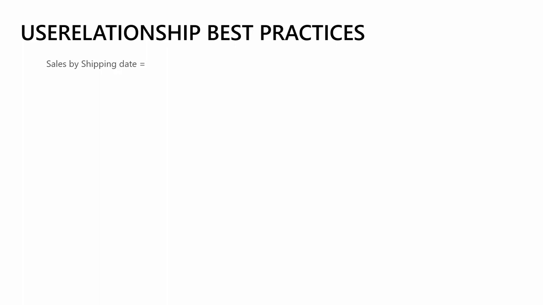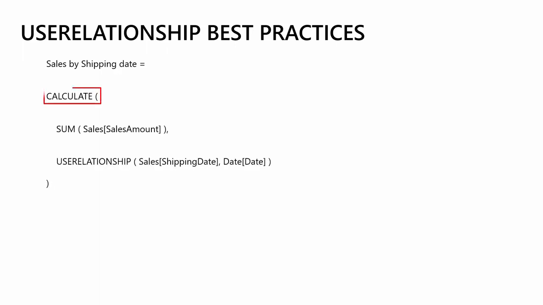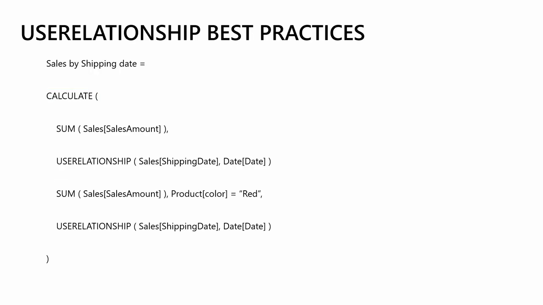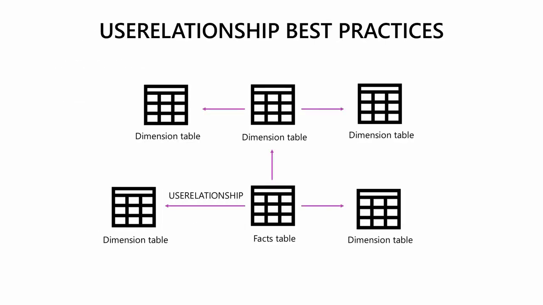Let's review some important points to remember when working with USERELATIONSHIP. USERELATIONSHIP only works within the CALCULATE and CALCULATETABLE functions. If you try to use it elsewhere, you will receive an error. USERELATIONSHIP functions can be used multiple times within a single CALCULATE function to switch multiple relationships. The relationship must exist in the data model, but it doesn't have to be active.